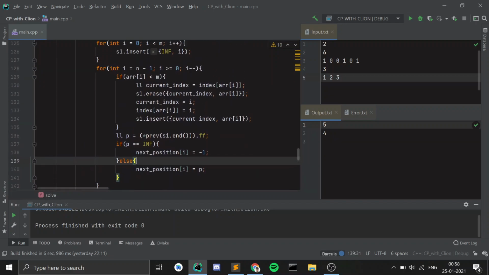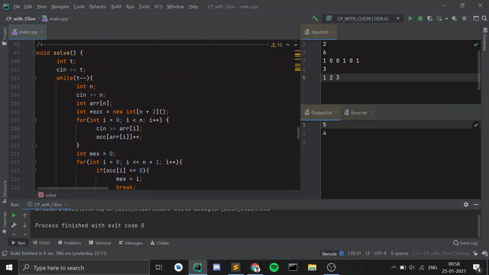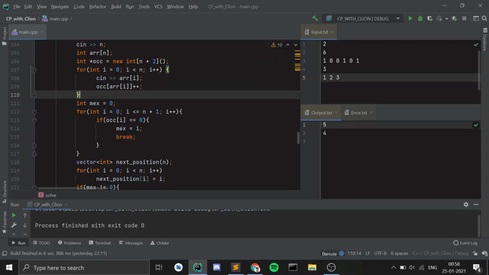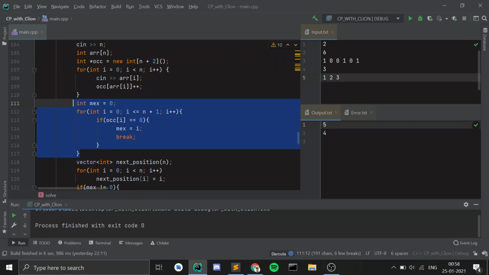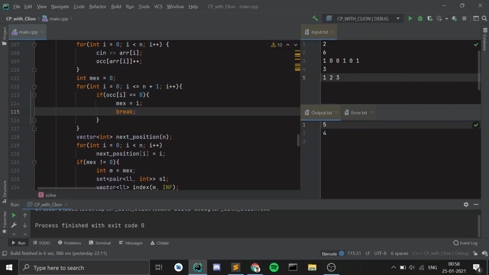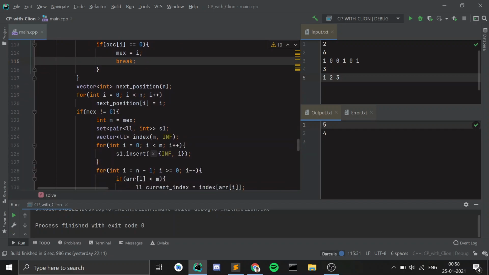Okay, this code was already here. So what I'm doing is I've taken the input n, then I've constructed an array and I'm storing the values in this array. Then I've constructed an occurrence array, which can be used to find the MEX. To calculate the MEX, I've simply traversed the occurrence array from 0 to n plus 1 and seen if the occurrence of this element is 0, then definitely this element does not come in this whole array. So this has to be the MEX, right?